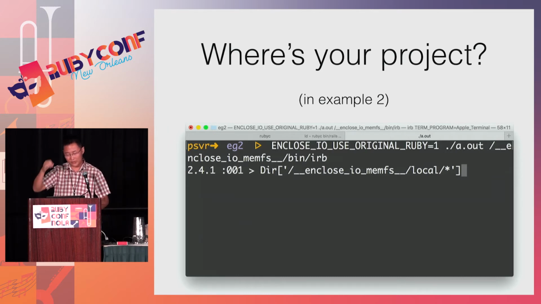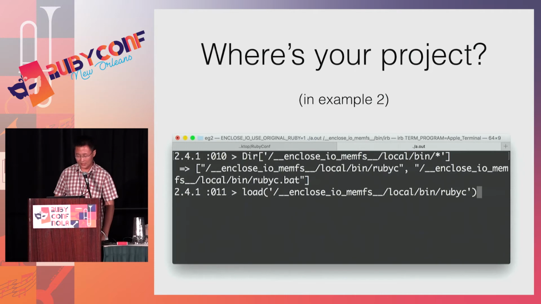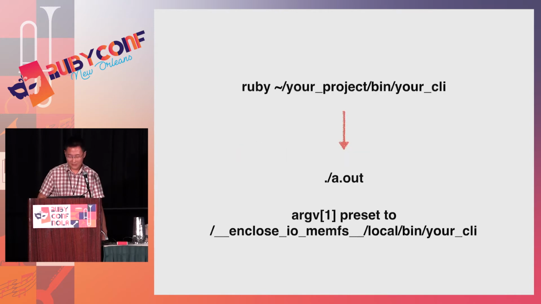So where is your project? We put your project into a special location under this virtual directory called local. If you use this tool to compile your project, you would find your project appear at that location. So to wrap it up, you then hard code an entrance. Because you used to run your project via the Ruby interpreter and put your entrance at the argv[1] location. But now, since we have compiled this into one single executable, we just preset argv[1] to your location so that when the user fetches your final executable, it just runs from this location and it just works.